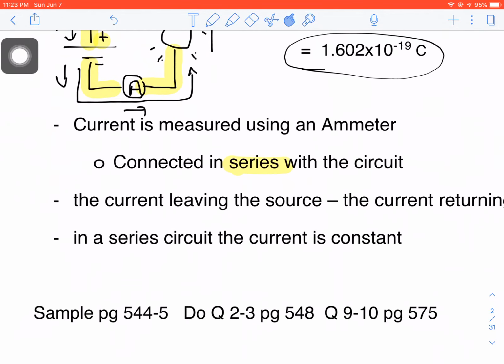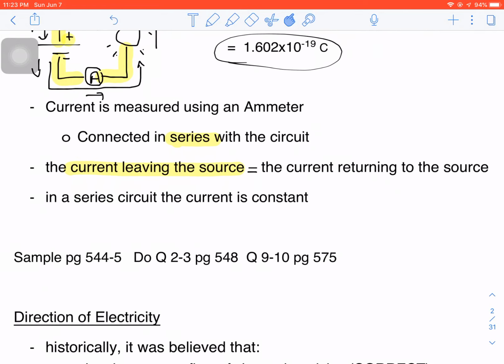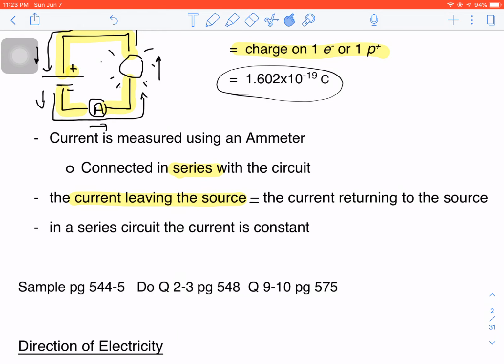So again, try to visualize the electrons moving in the circuit here. At the end of the day, the current as it leaves the source, remember our source is where the electrons are coming from, is going to be equal to the current returning to the source at the other end. However fast they're coming out of this end will be the same speed, or current, at which they're returning back to the battery. So everywhere in this series circuit, the current is going to be constant all the way through.